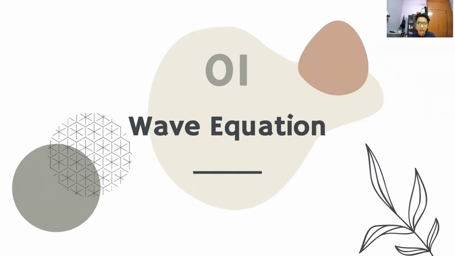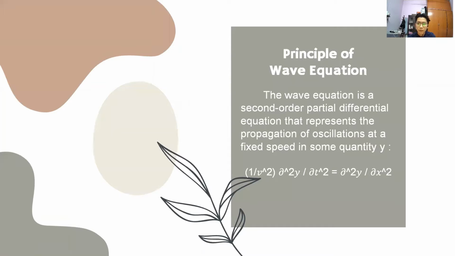Wave equations. Principle of wave equation. The wave equation is a second order partial differential equation that represents the propagation of oscillation at a fixed speed in some quantity. Okay, for that is 1 over v square times delta y over delta t is equal to delta y over delta x.